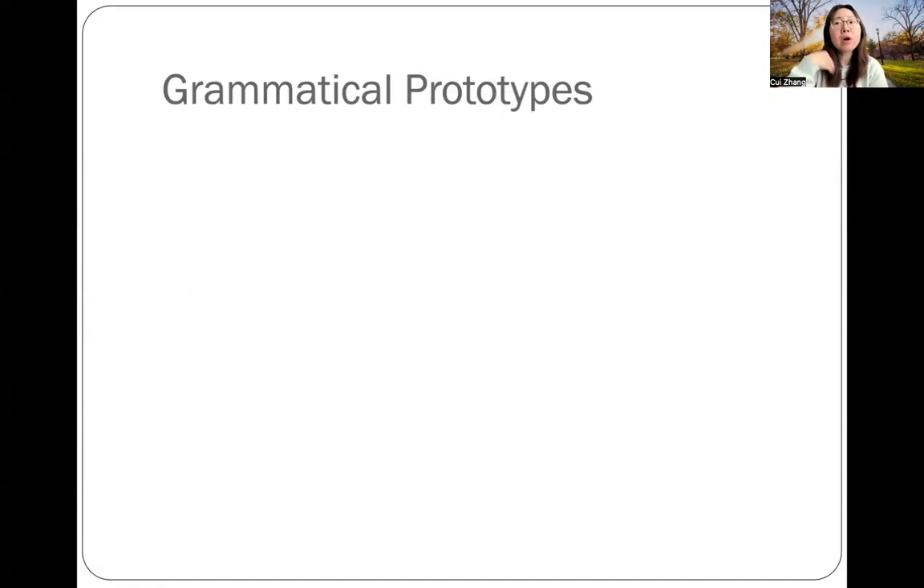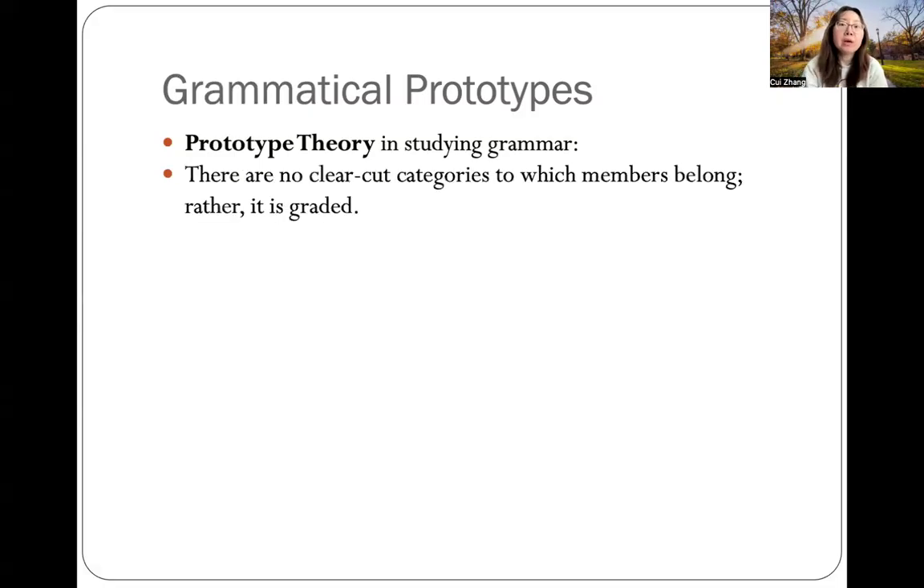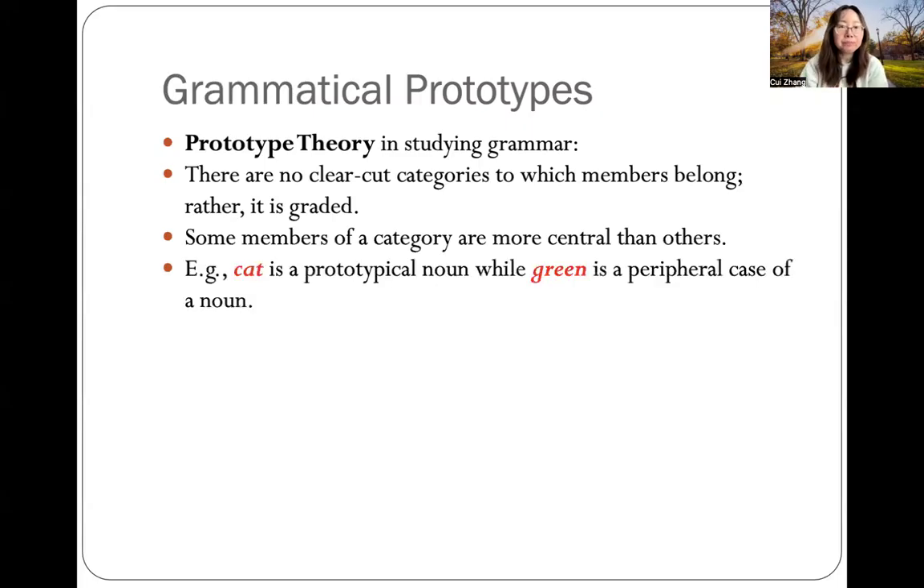In this textbook, the authors use grammatical prototype theory to study grammar. What is prototype theory? Okay, this theory says that there are no clear-cut categories to which members belong. Rather, it is graded. What does that mean? And so, for example, if we are talking about nouns, some members of the noun category are more central than others. For example, cat is a prototypical noun, and green is what we call a peripheral case of a noun.